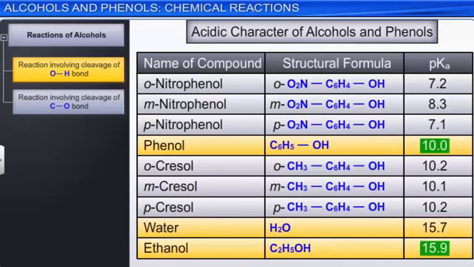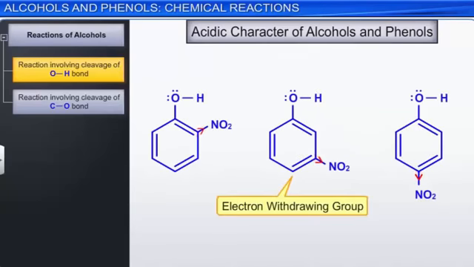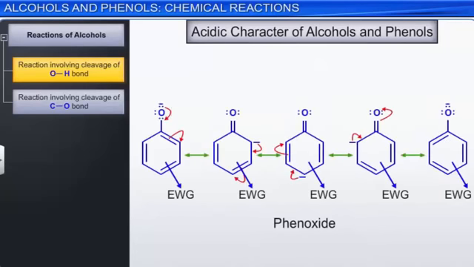Substitutions on the benzene ring of phenol can alter phenol acidity. The presence of electron withdrawing groups, such as the nitro group, make phenols more acidic. This is especially true when the electron withdrawing groups are in either the ortho or para positions. In these positions, nitro groups allow for resonance structures that stabilize the phenoxide ion by allowing more delocalization of negative charge.